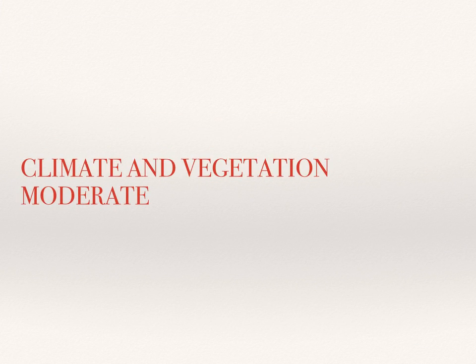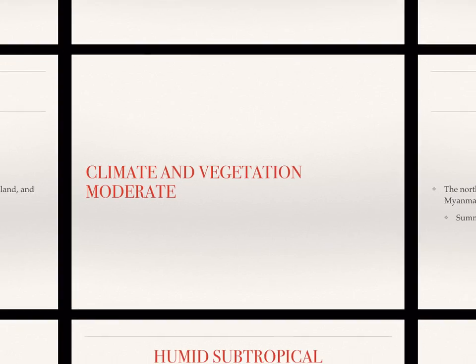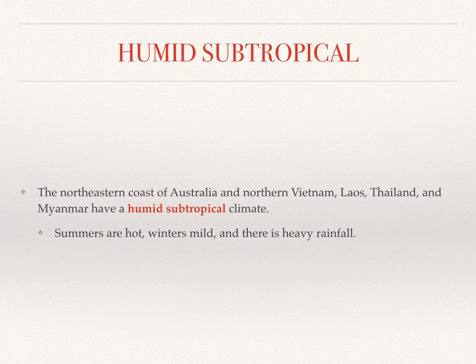Climate and vegetation, moderate. Humid subtropical. The northeastern coast of Australia, and then northern Vietnam, Laos, Thailand, and Myanmar, have a humid subtropical climate. Remember, you'll find this climate along the Gulf Coast here in the United States. Summers are hot, winters are mild, and there's heavy rainfall.